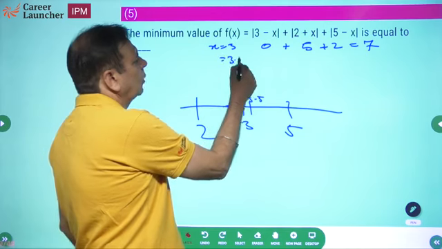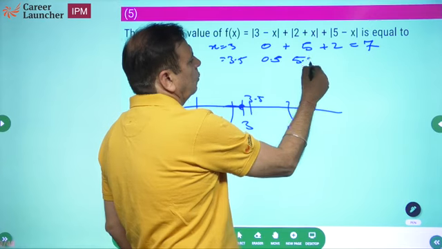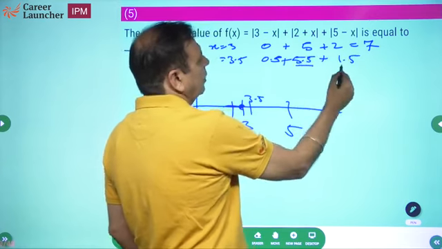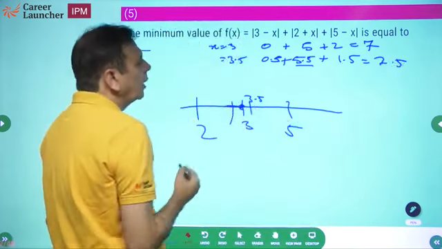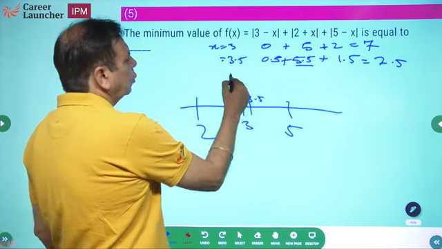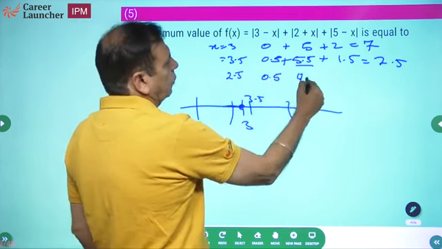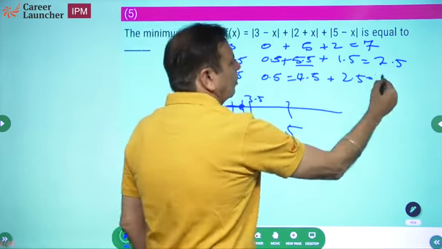If x is equal to 3.5, 0.5, 5.5 plus 1.5. कितना हुआ? 5, 6, 7.5. Even 2.5 should be the same. Because if I take 2.5, 0.5, 4.5, 2.5 equal to 7.5.